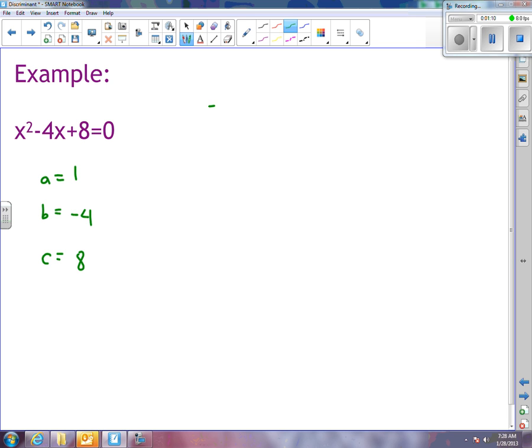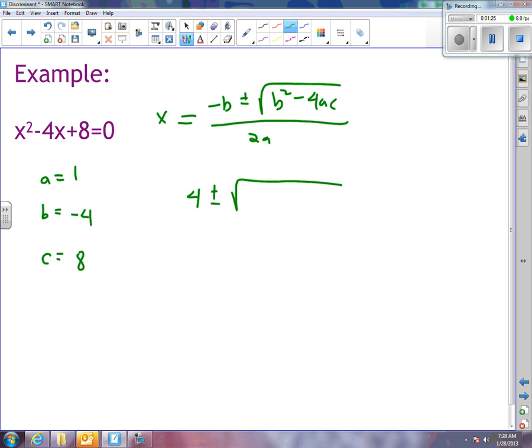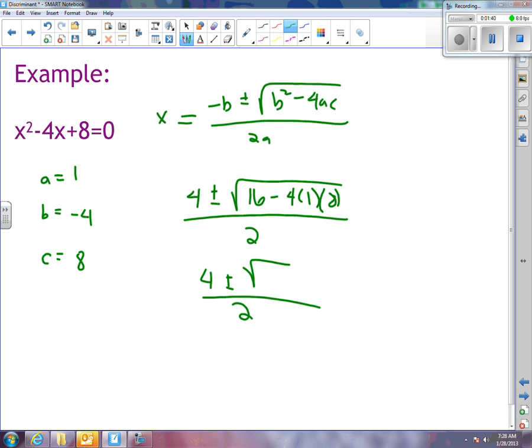So we have, remember the quadratic equation is this. So now our whole quadratic equation would give us 4 plus or minus the square root of b squared, which would be 16, minus 4 times a times c all over 2. So now if you see under my radical, I have 16 minus 32. So that's the square root of negative 16. Because I can't take the square root of a negative number, this does not have real solutions. It has no real solutions.